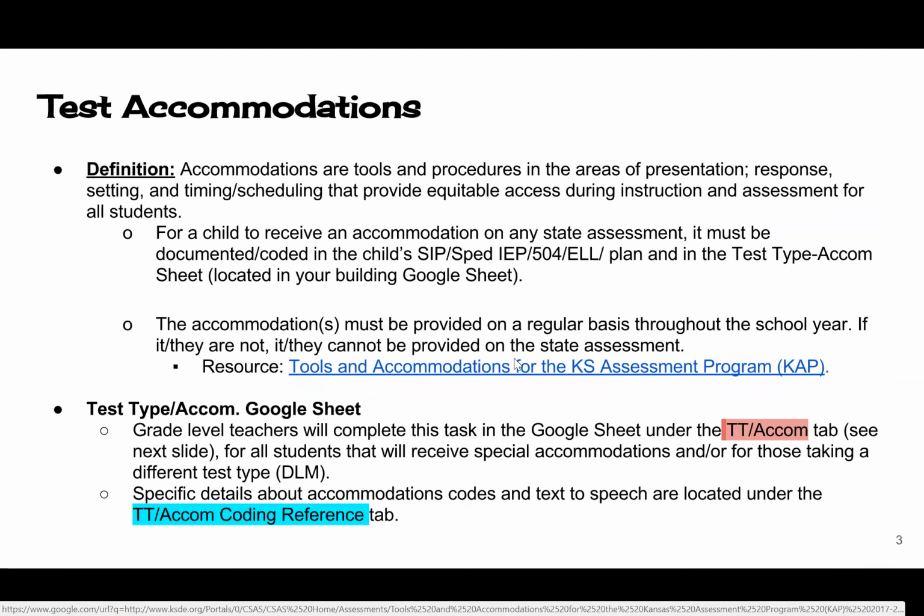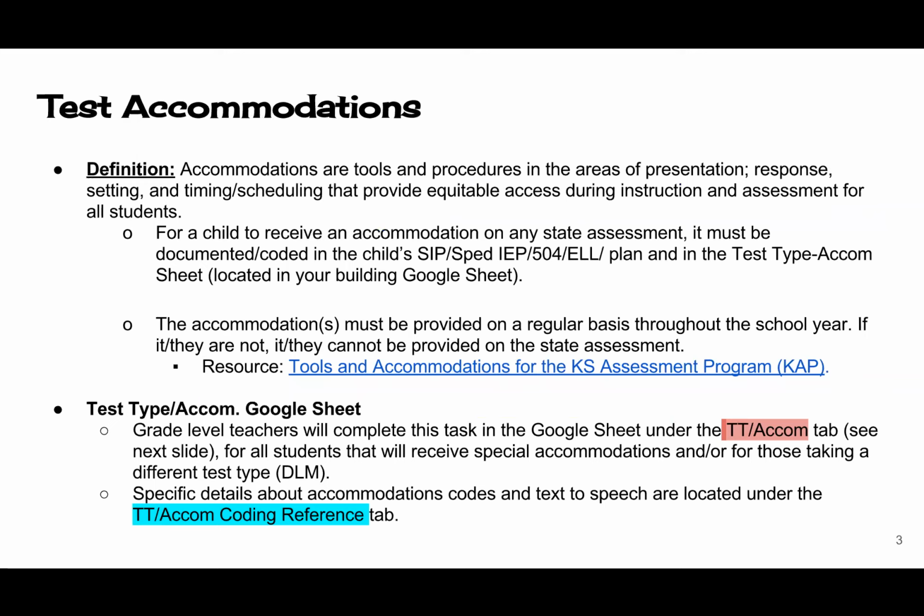Testing accommodations. Accommodations are tools and procedures in the area of presentation, response setting, and timing scheduling that provide equitable access during instruction and assessment for all students. For a child to receive an accommodation on the state assessment, it must be documented or coded in a child's IEP. Examples are displayed here, as well as in the test type accommodation sheet, which is located in your building Google Sheet.